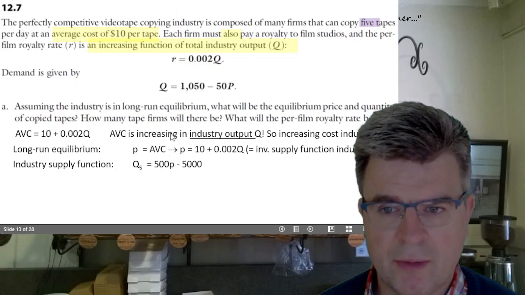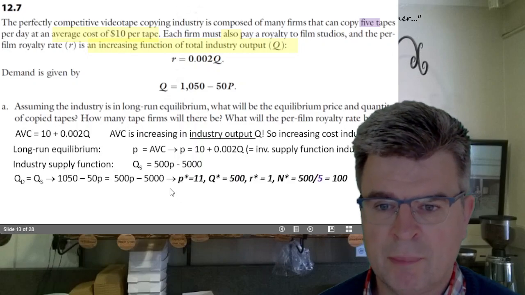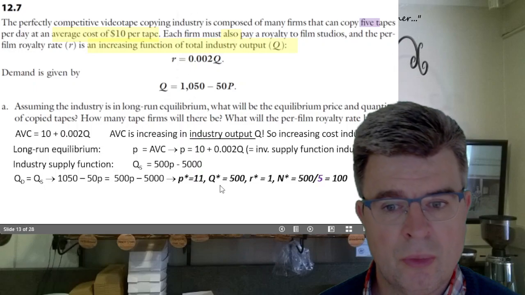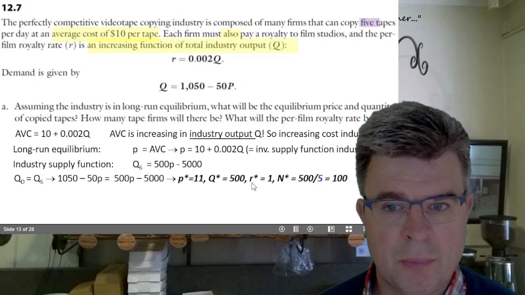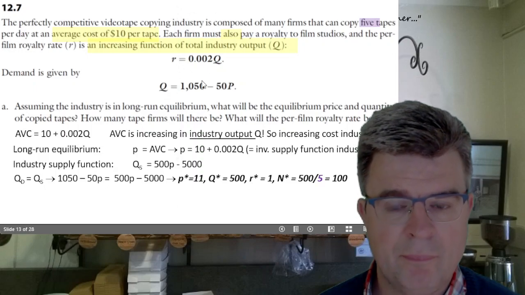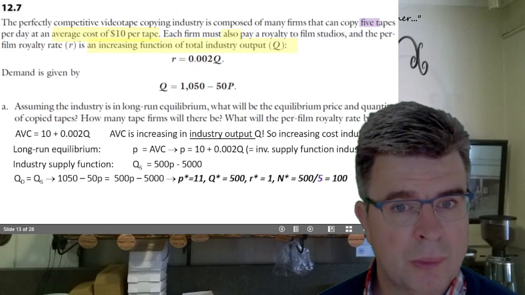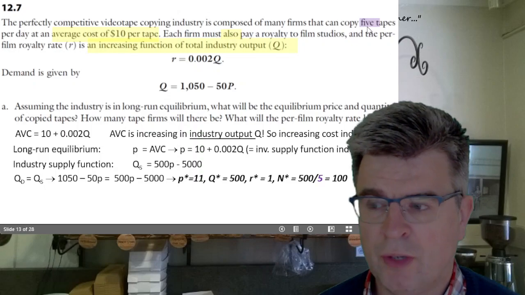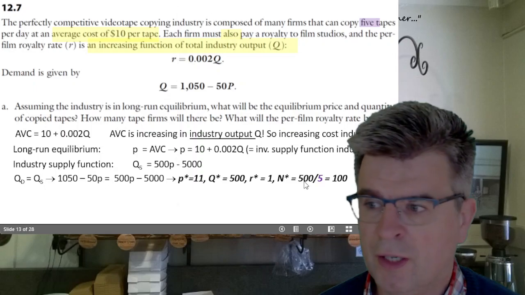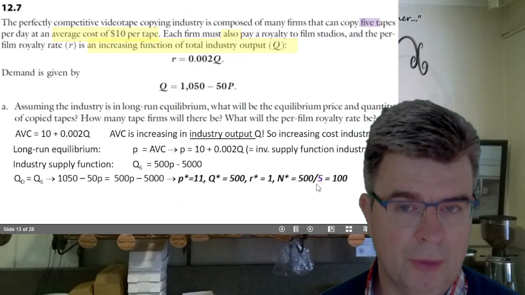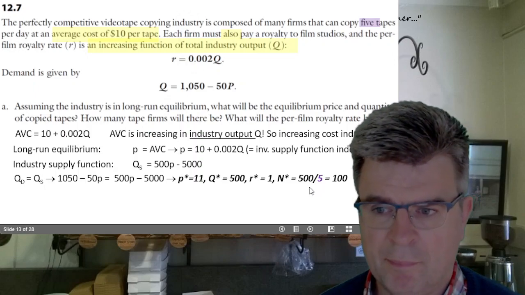So we can now equate the supply and the demand function, and we arrive at an equilibrium price of 11 and a total quantity supplied of 500. The royalty rate that needs to be paid is equal to 1 for each copy that is made. And the total number of firms, given that each firm can only make 5 copies, is 500 divided by 5, which is equal to 100. And that completes exercise A.